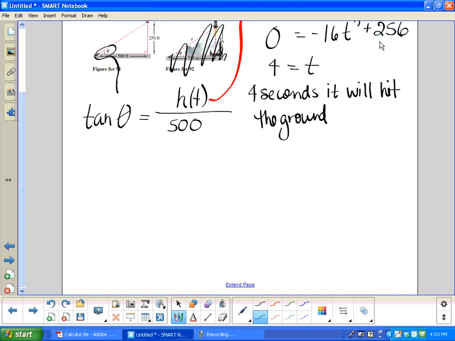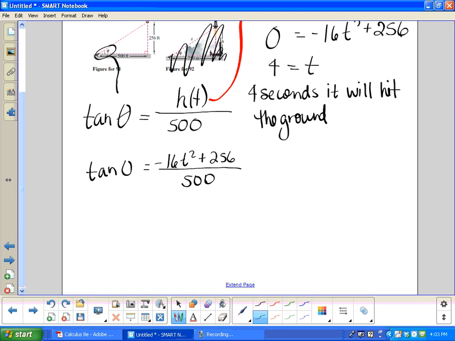All right, let's see if I can go back to where I was. So we're plugging in h of t. So this is negative 16t squared plus 256, all over 500, and this is equal to tangent theta.